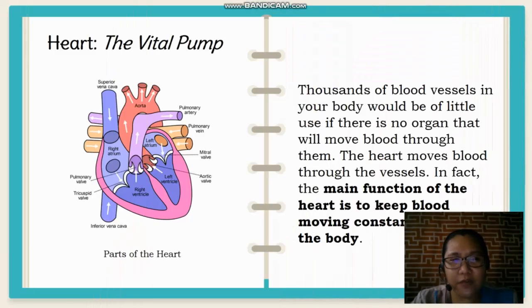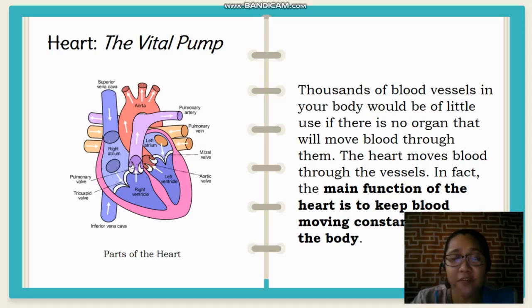And then the vital organ of the circulatory system is what we call the heart, or the vital pump. You have here the different parts of the heart as shown in our diagram. Thousands of blood vessels in our body would be of little use if there is no organ that will move blood through them. The heart moves blood through these vessels.